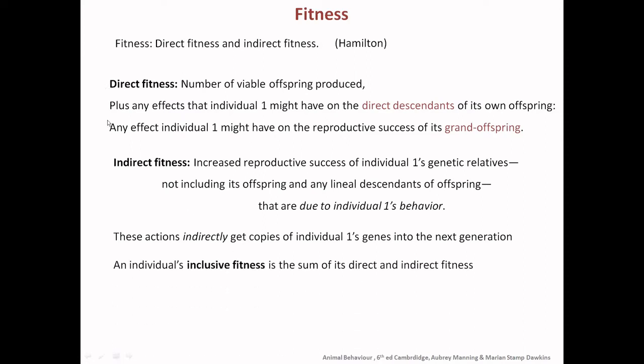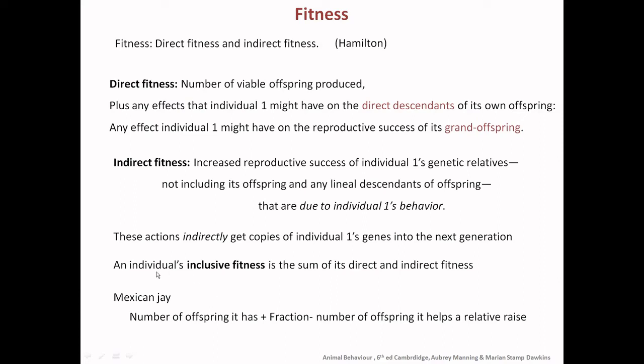So the sum of the direct fitness and the indirect fitness results in the inclusive fitness. One example is the Mexican jay. So we will understand the inclusive fitness in the case of the Mexican jay. That is the number of offspring the individual has, plus the fraction of the number of offspring it helps a relative to reach. So it is increasing the reproductive success of its own by making more of its offspring survive, plus how it is helping its relatives in making viable offspring of its close relatives. So that is the inclusive fitness: its own, plus to what extent it is helping in raising the offspring of its close relatives.